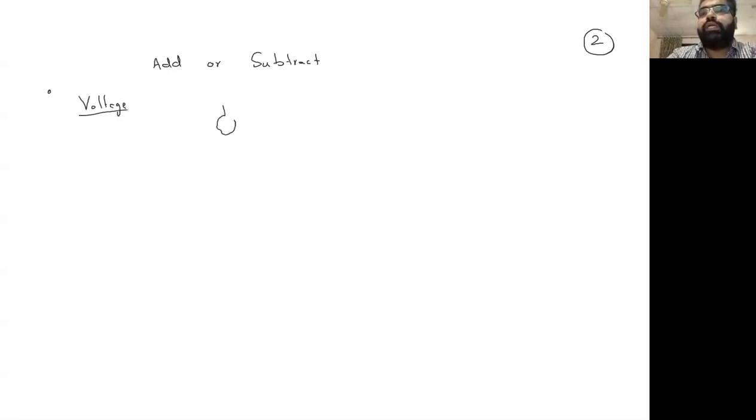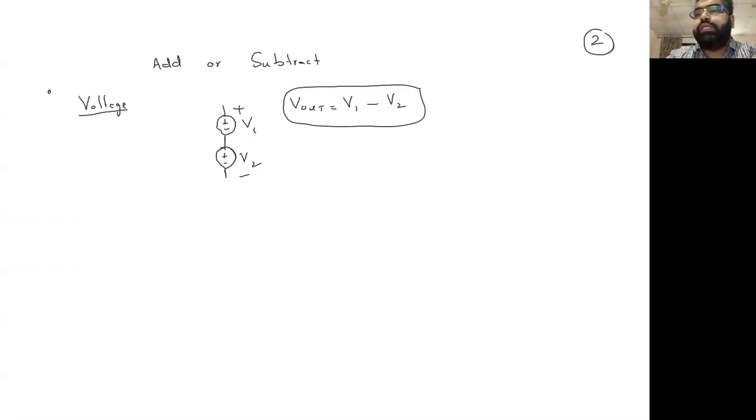For voltage add and subtract, all of us know we cannot put in parallel, we have to put in series. So this is V1, this is V2. So my ultimate potential will be what? अगर मैं यहाँ से यहाँ देखूं, V out है, V out will be V1 minus V2. ऐसा ही हो जाएगा. So we can do the addition or subtraction, whatever way we want, just by adding them in series.